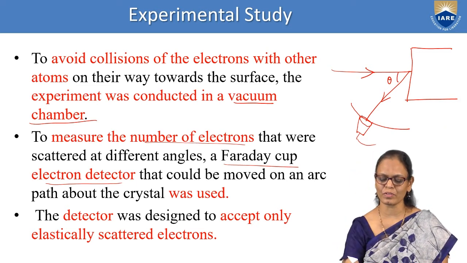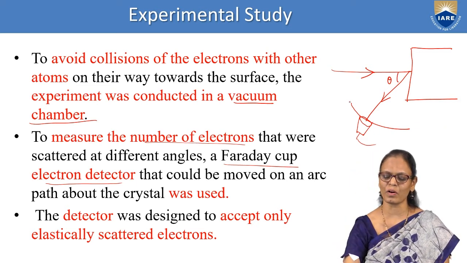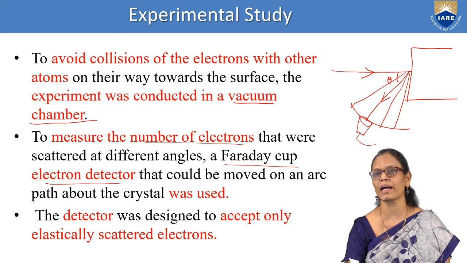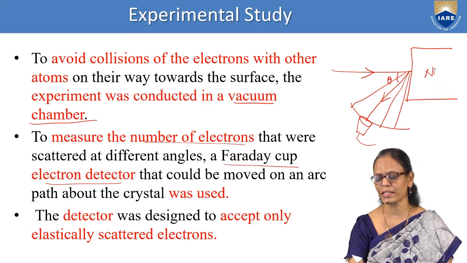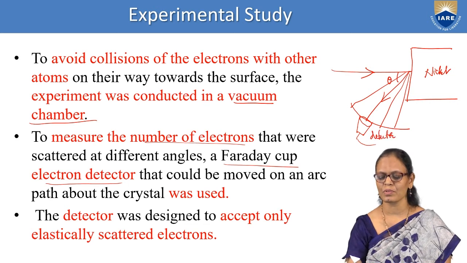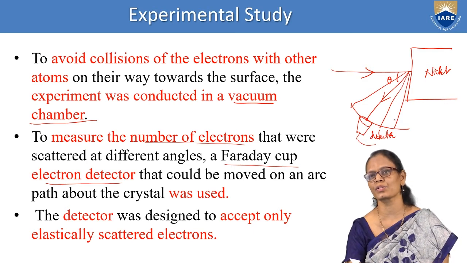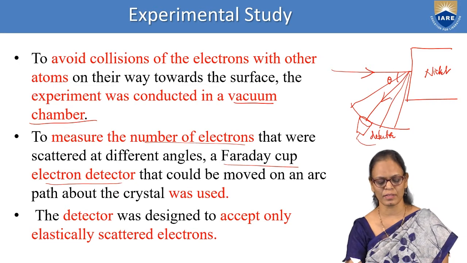Whatever electrons, so this can be moved along the scale. So, at whatever angle they are deflected, you may be able to collect them by changing the angle between the nickel crystal and the detector. This is the Faraday cup detector. So, by changing the angle, you are able to capture the electrons which are getting deflected at various angles.